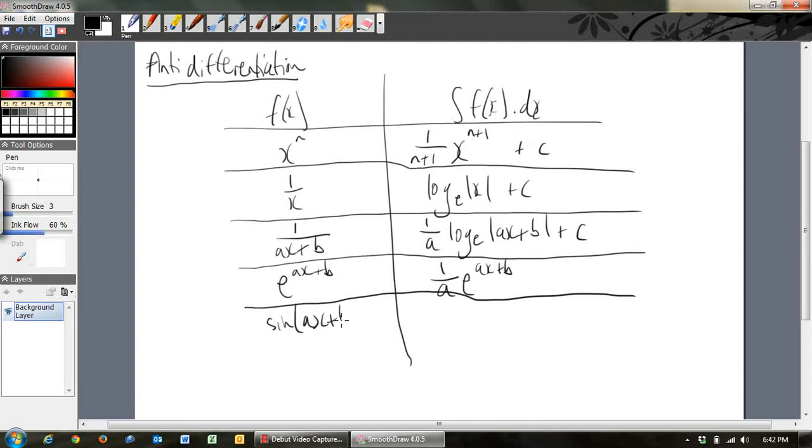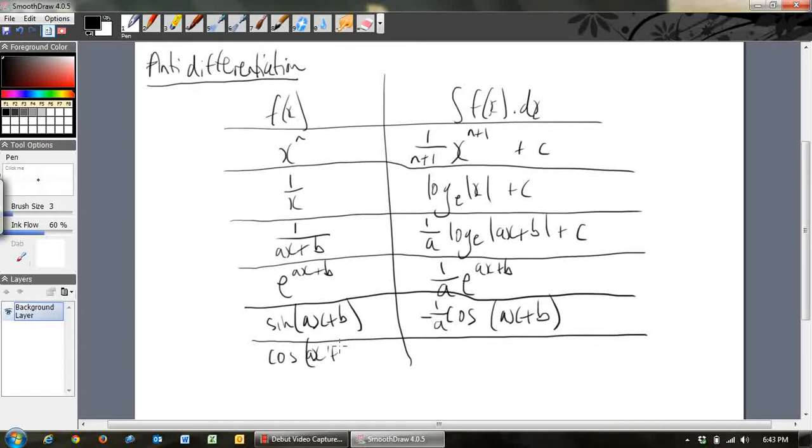Then you've got sine of ax plus b. Instead of cos, because we're going the other way, it's going to be negative cos of ax plus b, but again we have to divide by a because of the chain rule. Also cos of ax plus b will go to sine of ax plus b, again times 1 over a. And always be careful when you anti-differentiate to add the plus c.